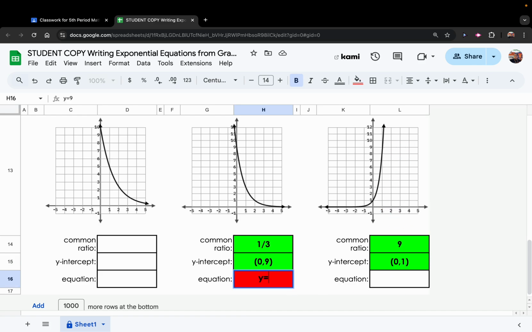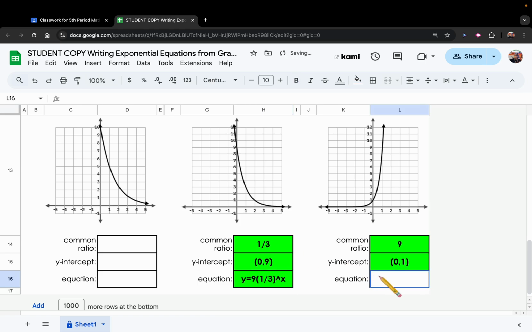Okay, so this is going to be in the form of a times b to the x. To get this arrow up, you have to hold shift and push 6 and then push the x. So the first number, this a, is your initial value, which is 9. That's your starting point. So I'm going to put a 9 here. And then this b, or base, is the multiplier, which is this common ratio, which is 1 over 3.